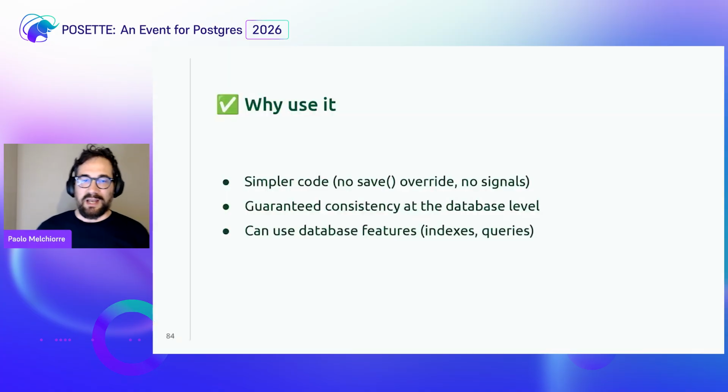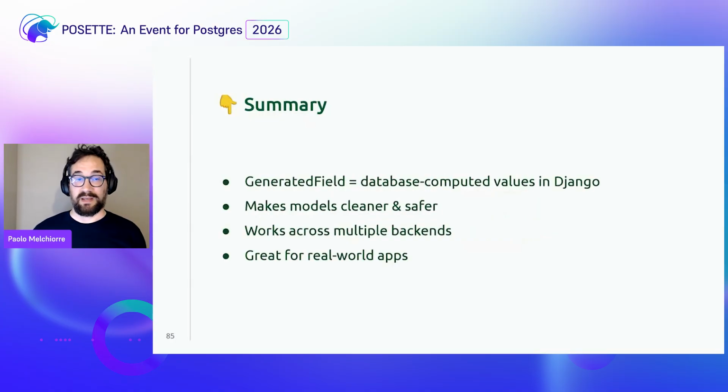So I use the generated column because it's very simple, it has consistency, and you can use it directly from the database. You can use it directly in Django, but not only in Django, and it gives you cleaner and safer models, and it works also in different databases, in different backends, and is very great for real world apps.